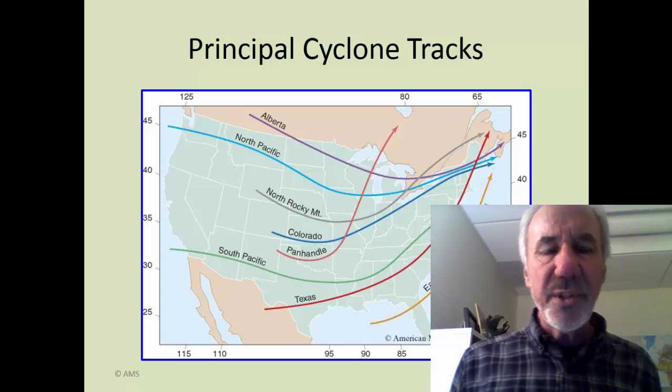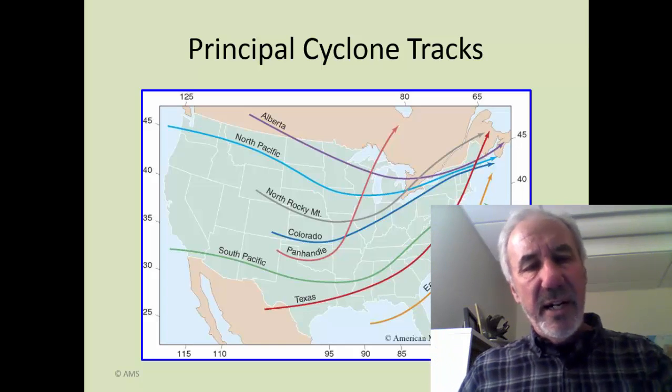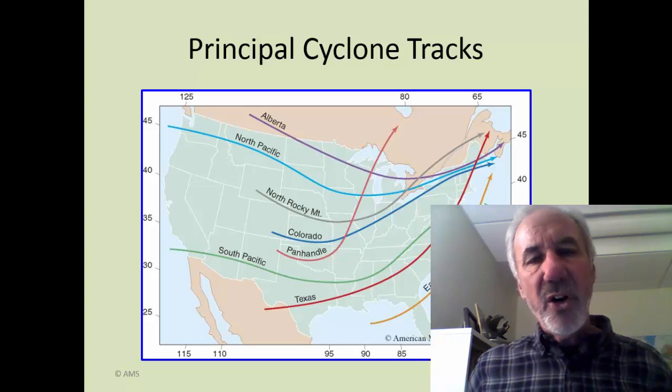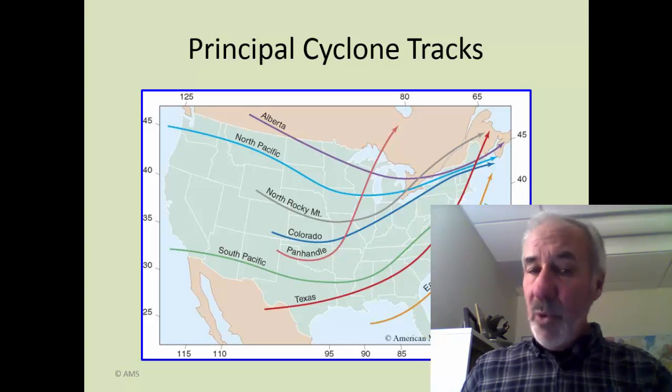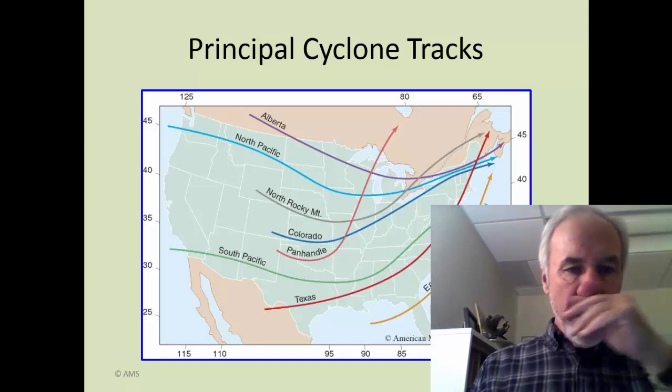Now, the next one down, the North Pacific, also just called Pacific lows. These are going to form out in the Gulf of Alaska and the North Pacific Ocean. These are going to be much moister than the Alberta lows, and so these can be major storms that come across.